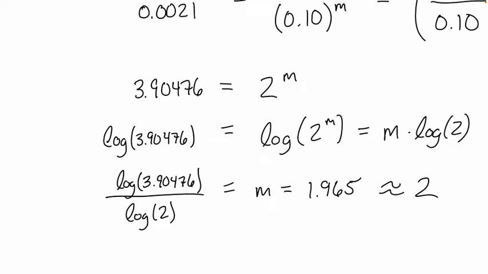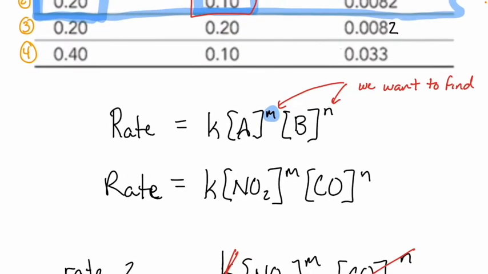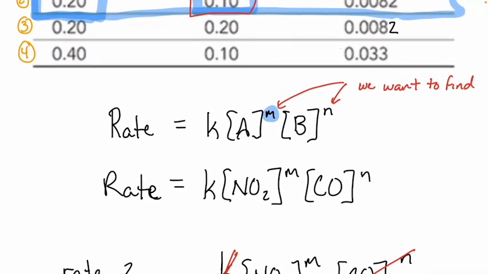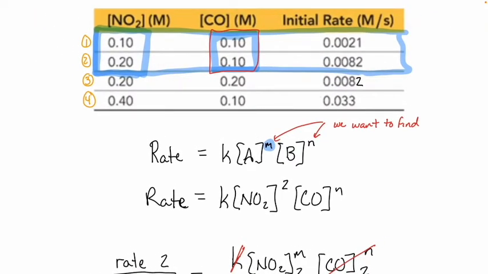Importantly, it's an order of 2 with respect to nitrogen dioxide. I've only solved half of this rate expression. So what I'm going to do now that we know m is change this equation and replace m with that 2. Now I'm going to clear the board.